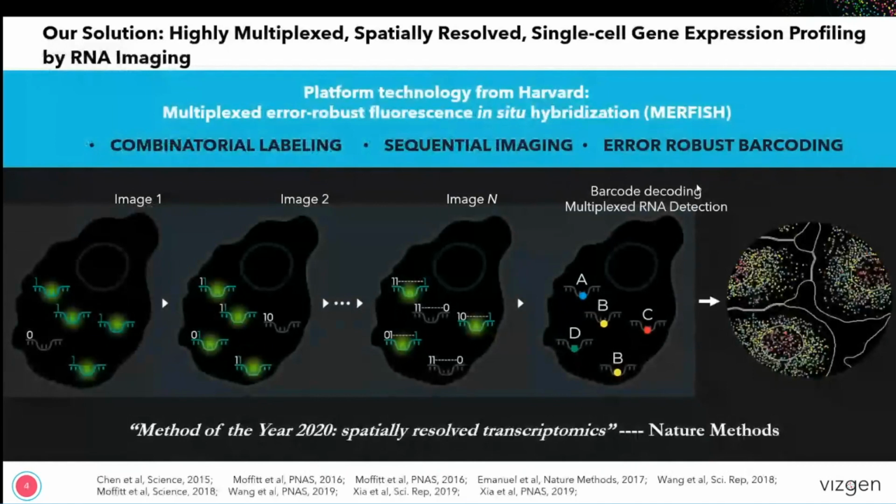So here at Vizgen, we use Merfish chemistry to generate spatial transcriptomics data. Merfish stands for multiplexed error-robust fluorescent in situ hybridization and uses combinatorial labeling, sequential imaging, and error-robust barcoding to detect, quantify, and localize transcripts from a number of genes across an entire tissue section. Merfish itself has been around since 2015, coming out of Harvard, and has definitely contributed to generating a lot of buzz around spatially resolved transcriptomics, with Nature Methods naming it Method of the Year in 2020.